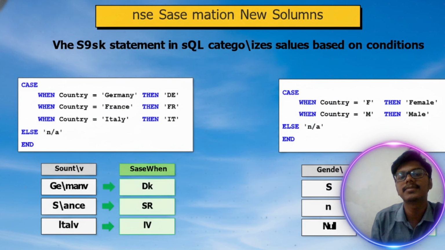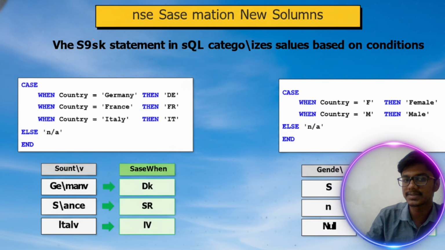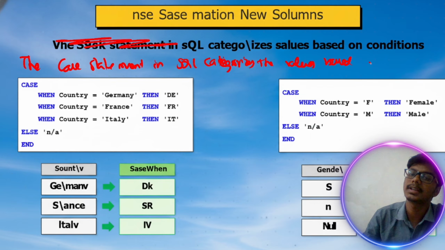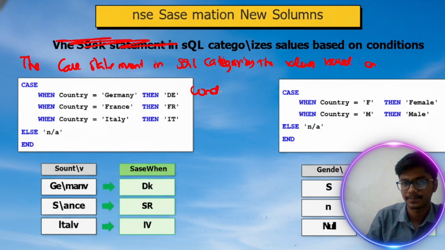So again, in SQL, the CASE WHEN statements are for categories. I'm going to write it down. I think this is not visible, right? The CASE statements in SQL may categorize the new columns, categorize the values also. We can categorize the values based on the condition. Based on the condition, we can categorize the new columns, new values also.